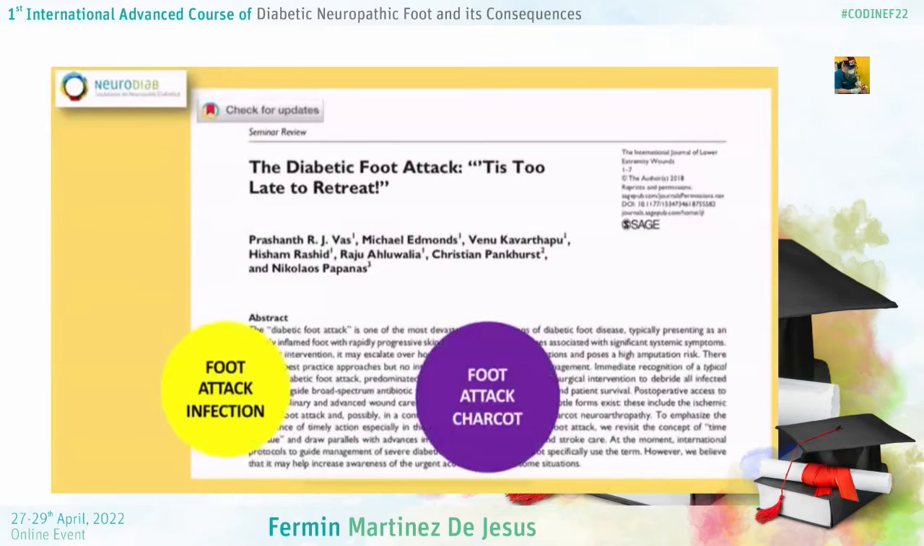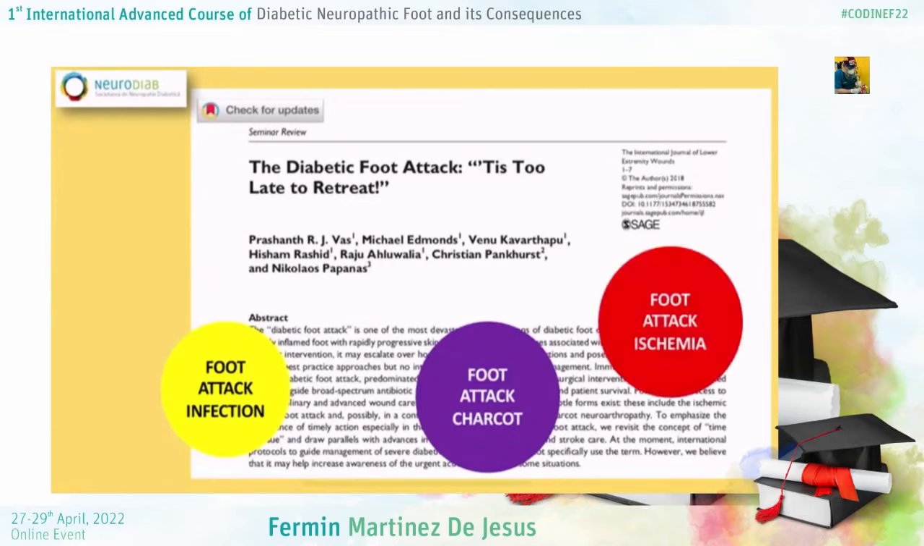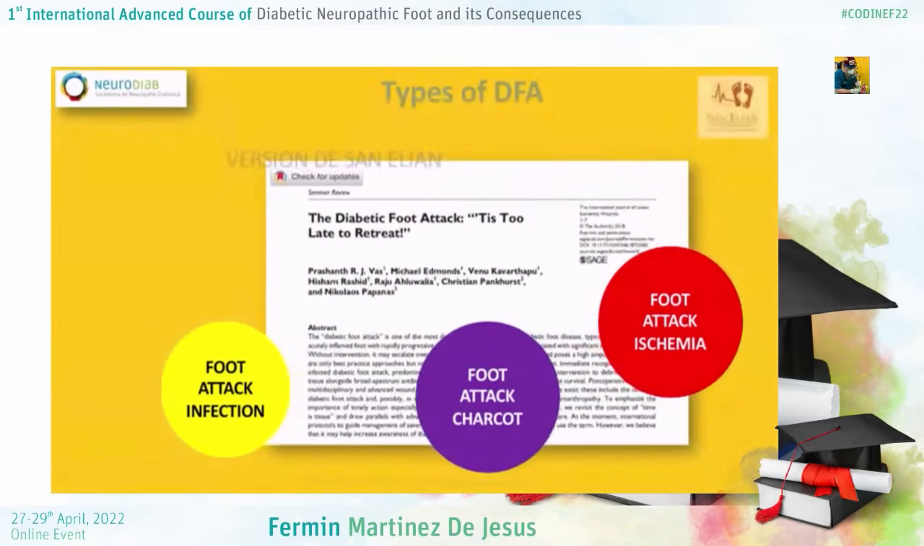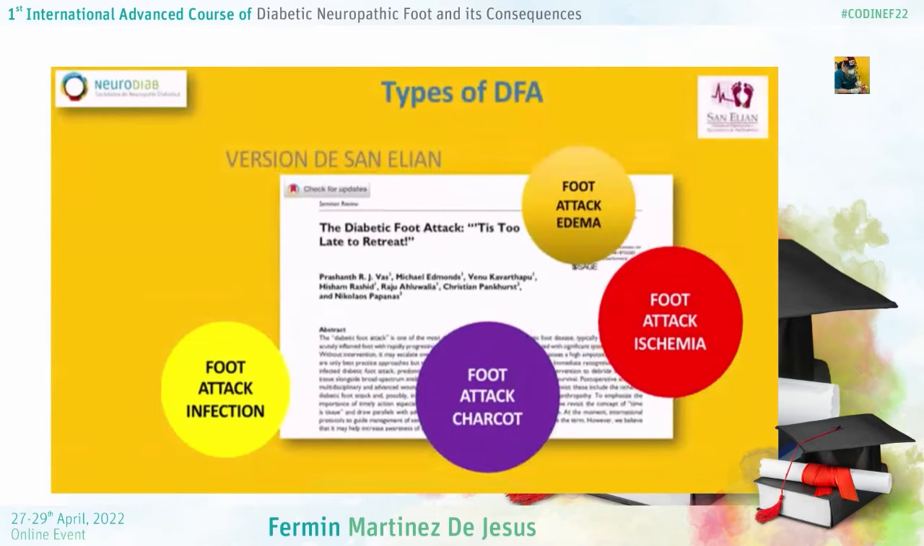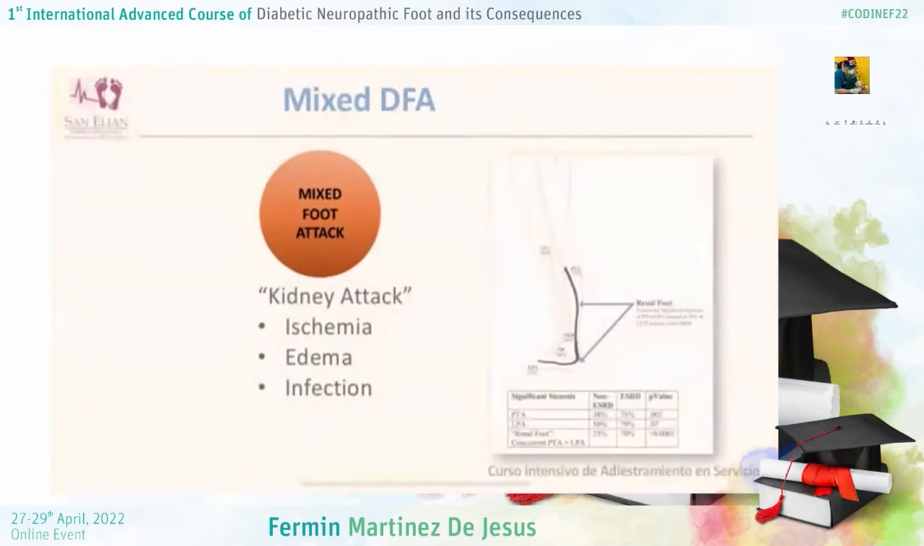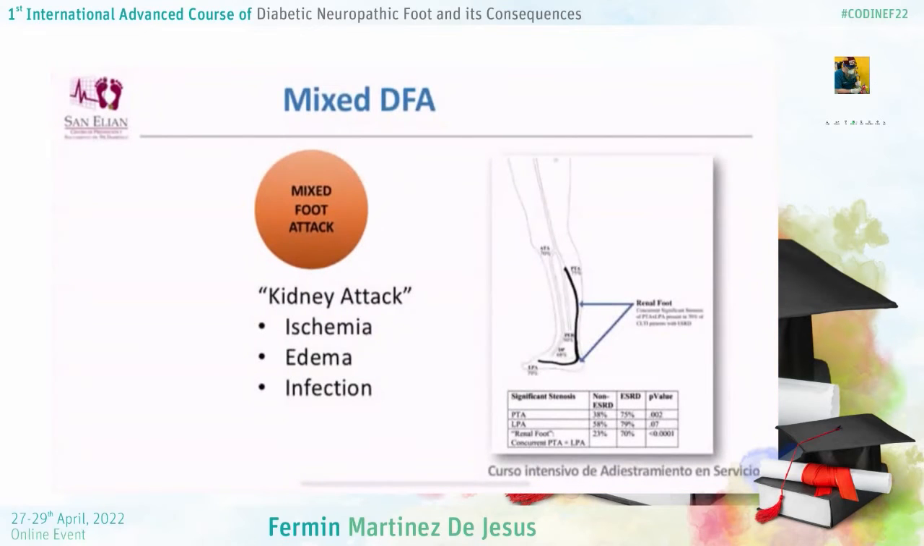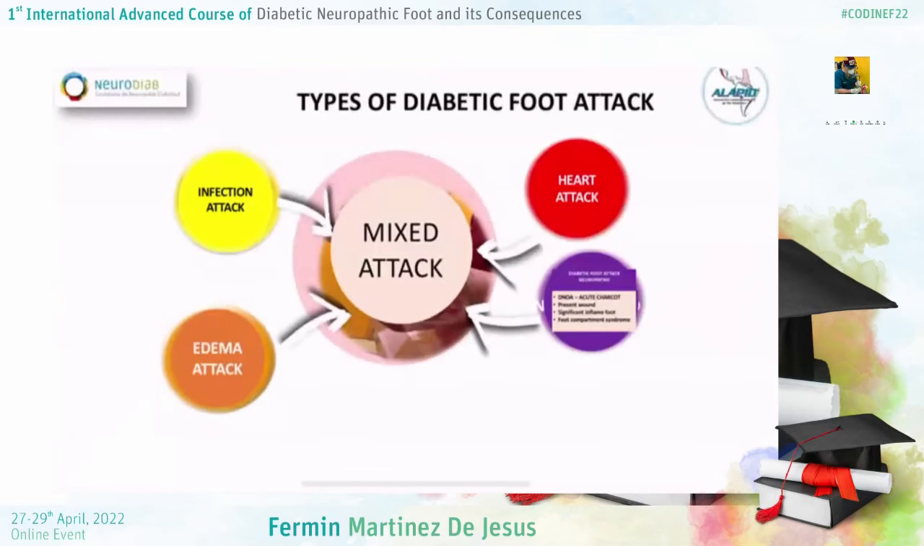They correlate perfectly. The report of Michael Edmonds and colleagues a couple of years ago mentioned 3 types of acute attack: infection, secondary to neuropathy or Charcot, or ischemia. But here in San Elian, according to our system, we added the foot attack by edema and the mixed foot attack. The main example of the mixed foot attack is the kidney attack that includes ischemia, edema, and infection.